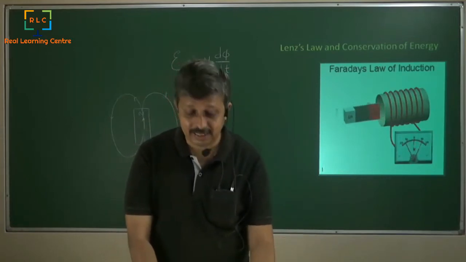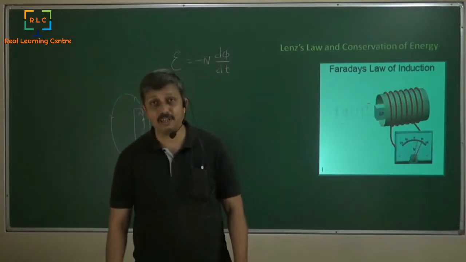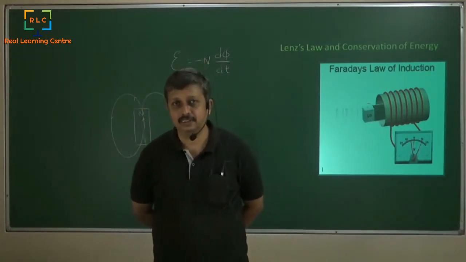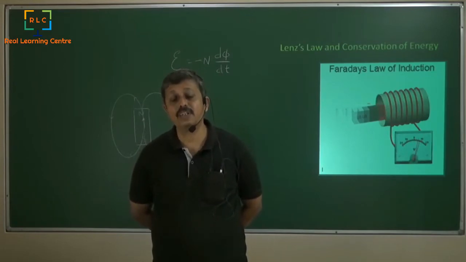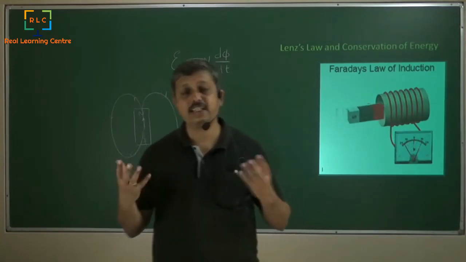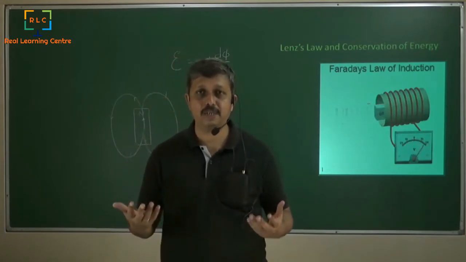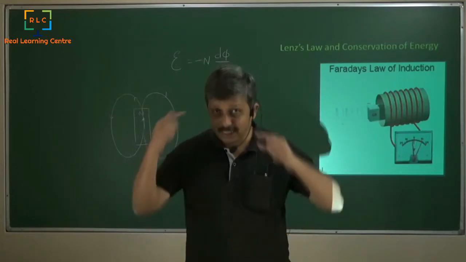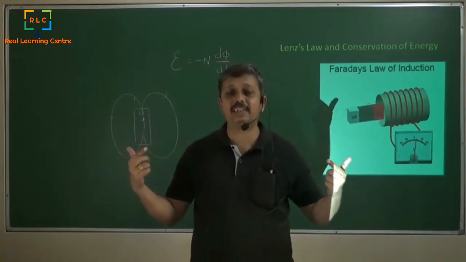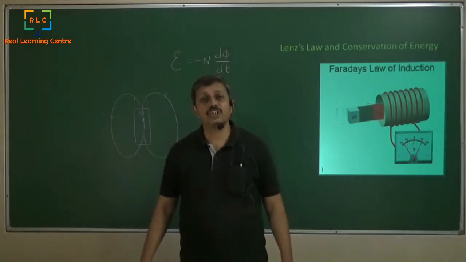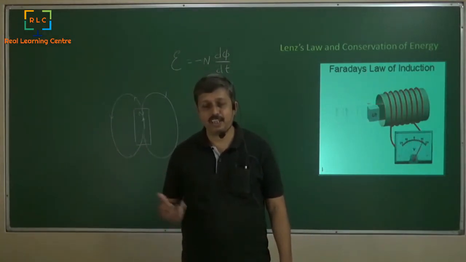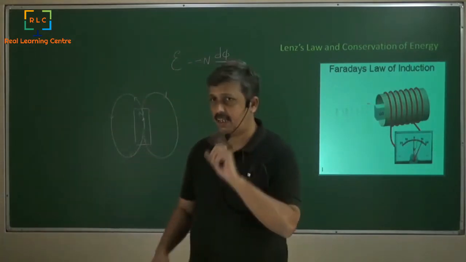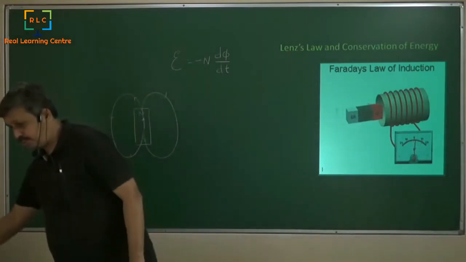It opposes the cause. Let us go and solve some problems, and we will get to know the meaning of opposing the cause. The direction of the current that gets produced, or the direction of the EMF that gets induced, actually opposes the cause of it being produced. And if you just know this one statement of Lenz's law, most of the questions in competitive examinations regarding the direction of the induced EMF or current can be solved. Let us see how with 2 or 3 simple questions.